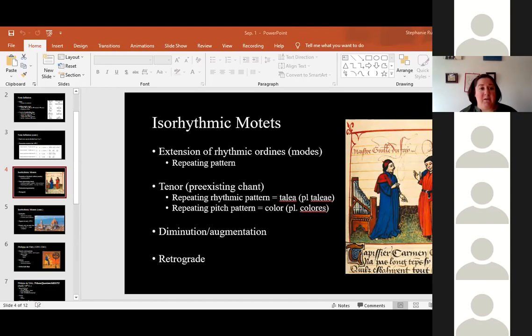Also, here's what isorhythmic motet composers add to that. It's not just a repeating rhythmic pattern. There is also a repeating melodic or pitch pattern that keeps going throughout. The rhythmic pattern is called the talia, or plural taliae. The melodic pattern is called the color, and the plural of that is colores. Does everyone understand what a talia and what a color is? Can I get thumbs or hands?